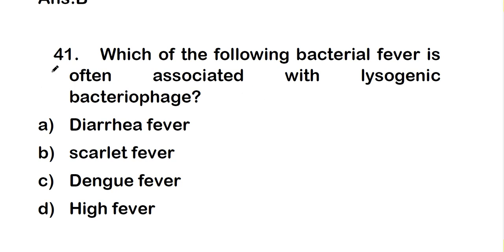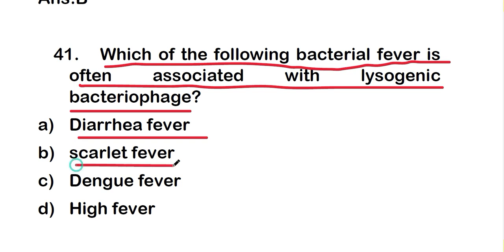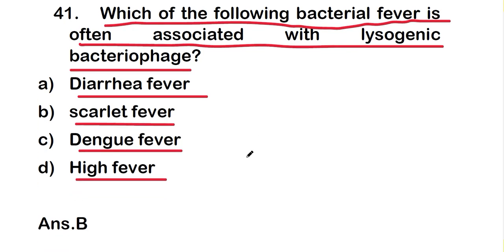Okay, so the first question, number 41, is which of the following bacterial fevers is often associated with lysogenic bacteriophage? The options are option A diarrhea fever, option B scarlet fever, option C dengue fever, option D high fever, and the right answer is option B, that is scarlet fever. So scarlet fever, which is a bacterial fever, is often associated with lysogenic bacteriophages. Okay, so the right answer is scarlet fever.